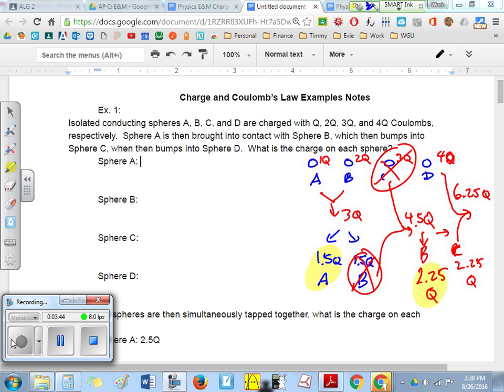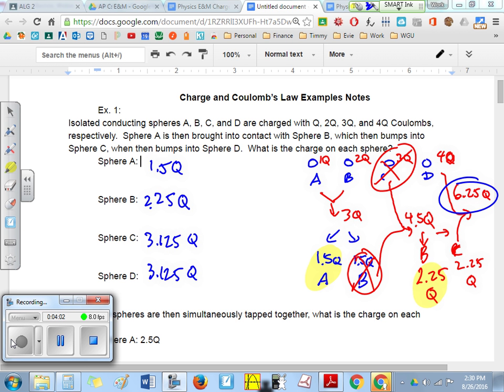And so it's going to end up looking like this. Sphere A is stuck with 1.5Q. That was from his first bump into sphere B. Sphere B had 2.25Q. And spheres C and D are going to share that 6.25 evenly. So that's going to be 3.125Q each.